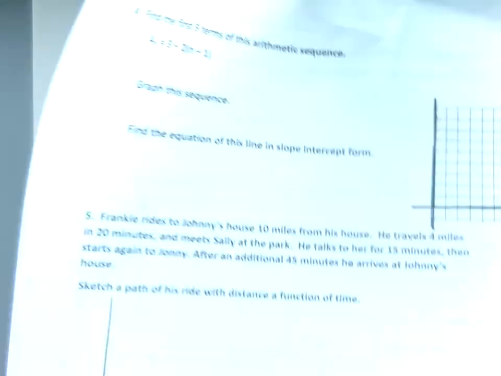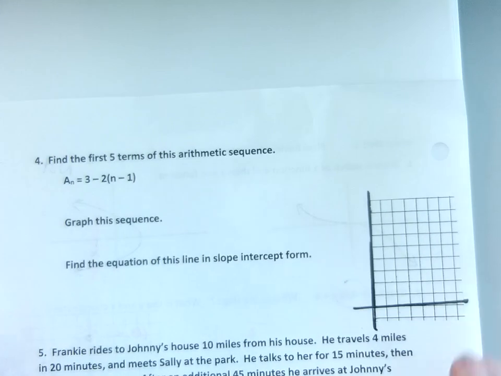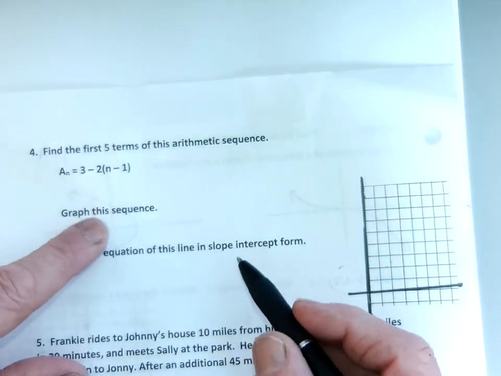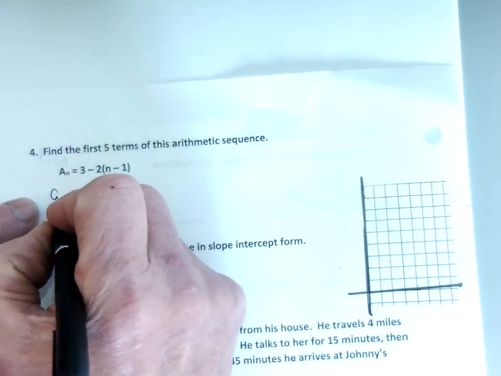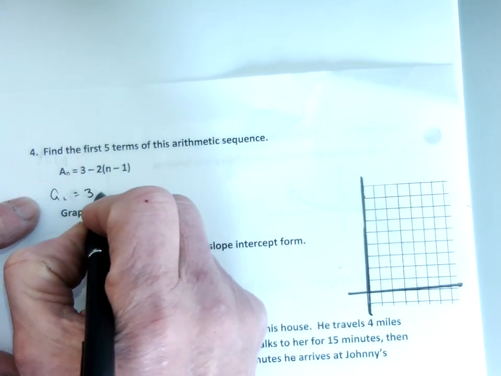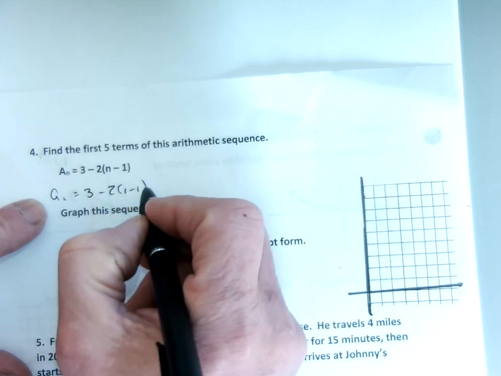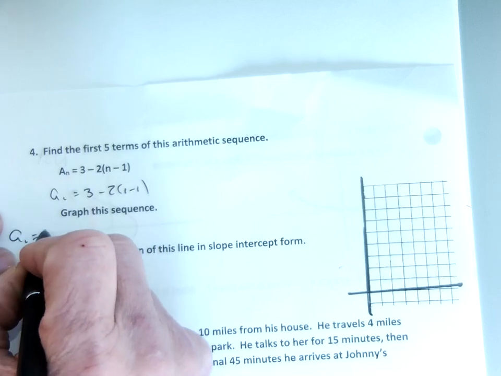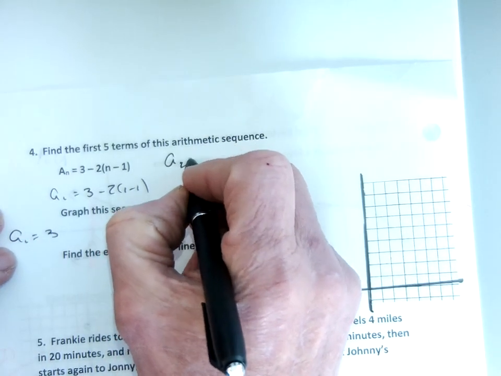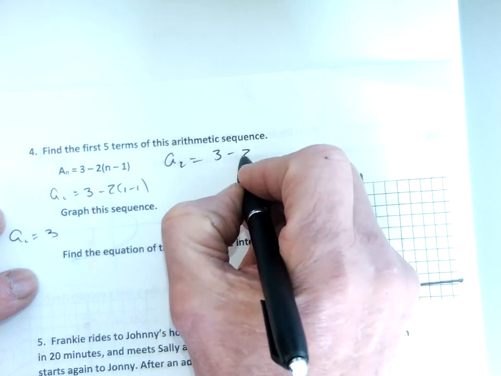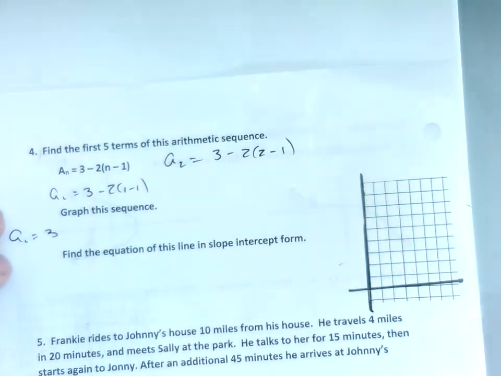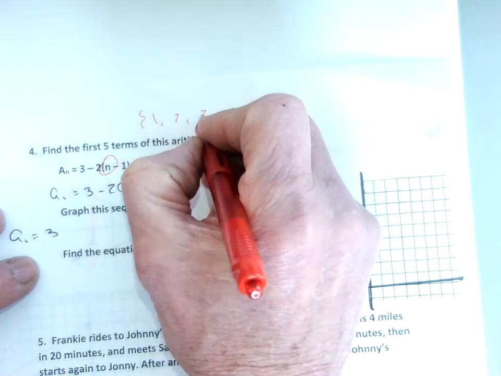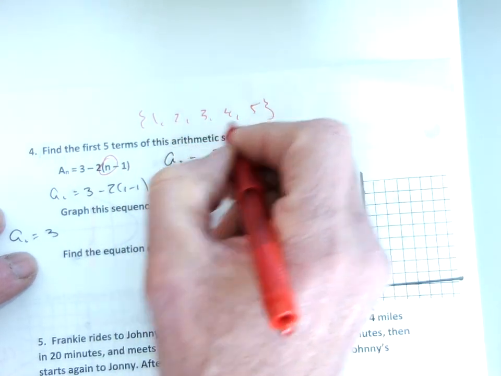Okay, turn the page to number 4. Okay, find the first 5 terms of this arithmetic sequence. All right, so I'm going to put in 1. A1 is 3 minus 2 times 1 minus 1, which is going to be 3. So A1 is 3. Then I'll put in 2. A2 is 3 minus 2 times 2 minus 1, because I'm just putting in 1, 2, 3, 4, and 5 in for n.